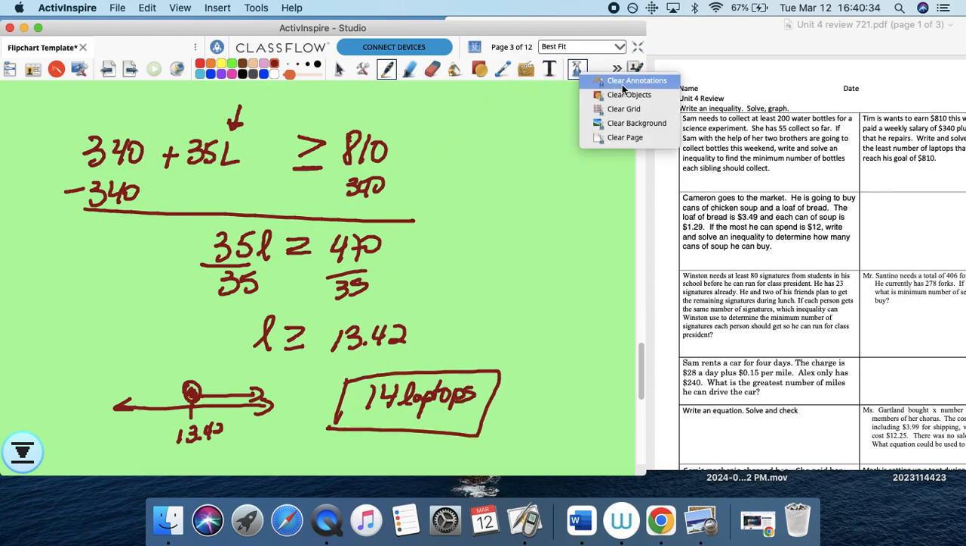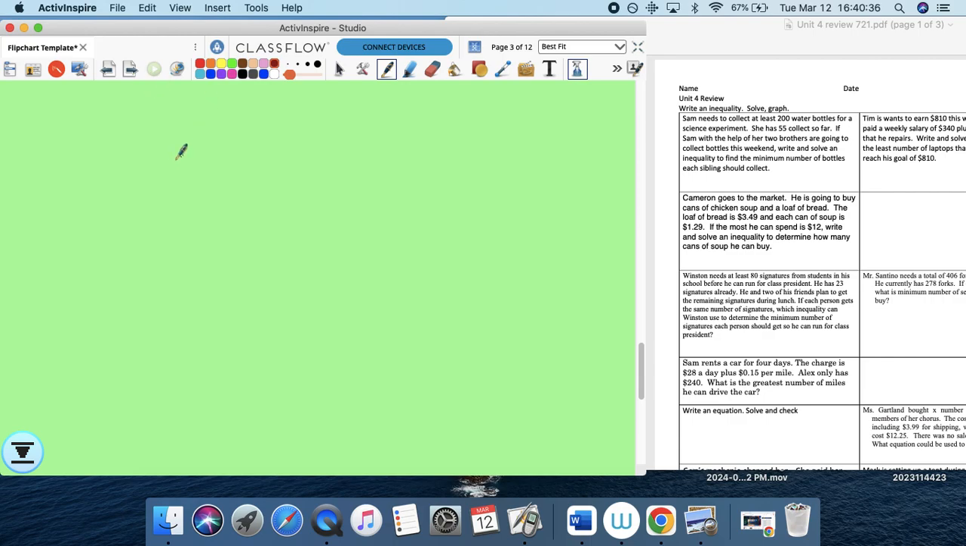Okay. Cameron goes to the market. He's going to buy cans of chicken soup and a loaf of bread. The loaf of bread is $3.49. Each can of soup is $1.29. The most he can spend is $12. So how many cans of soup can he buy? I know the problem is rather simple, but it's about you setting up the inequality too. So you need to set up the inequality.